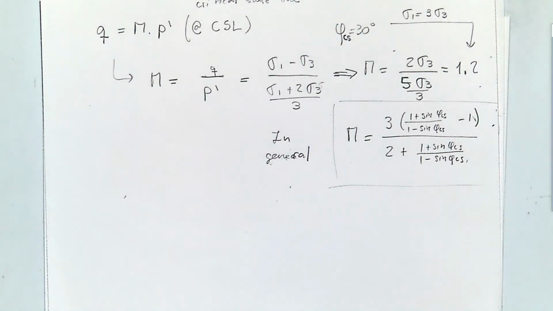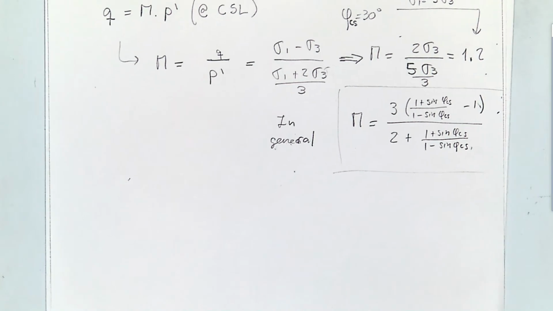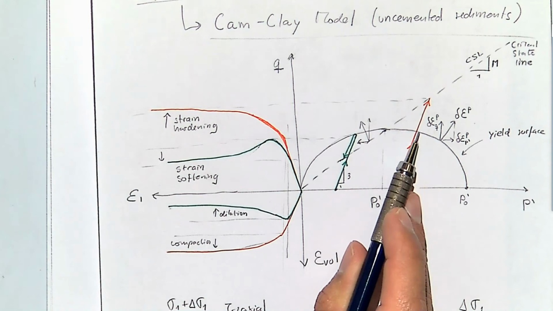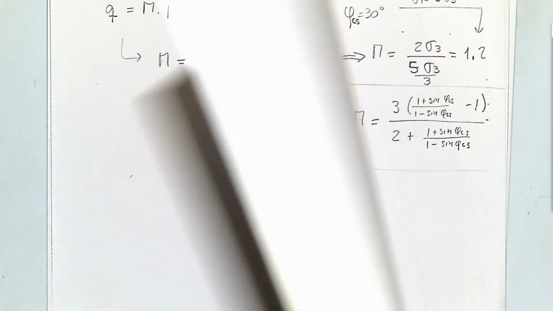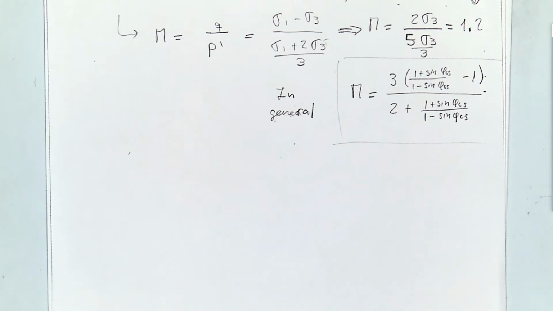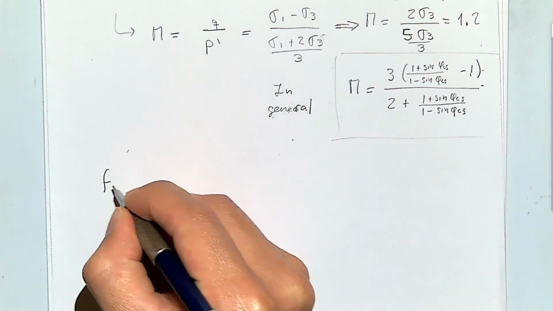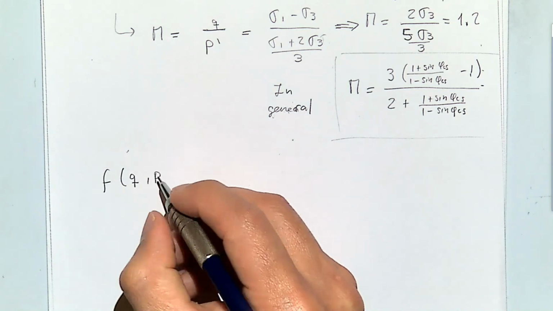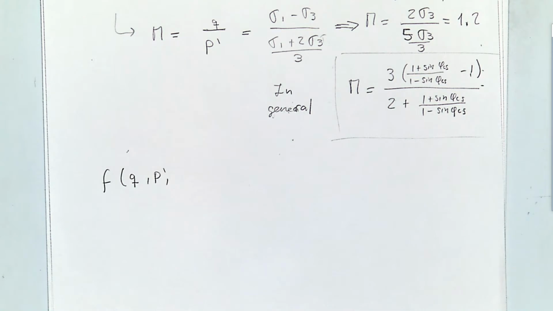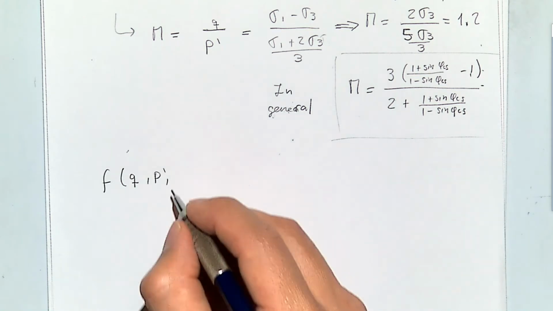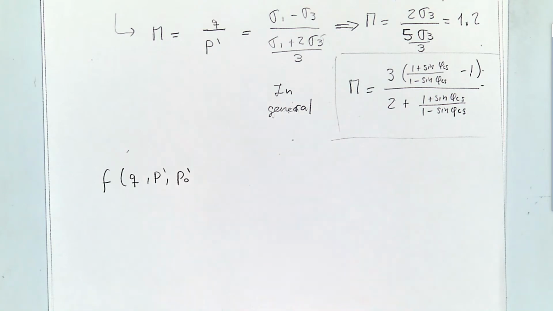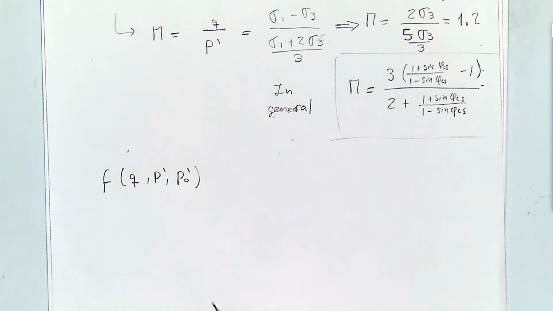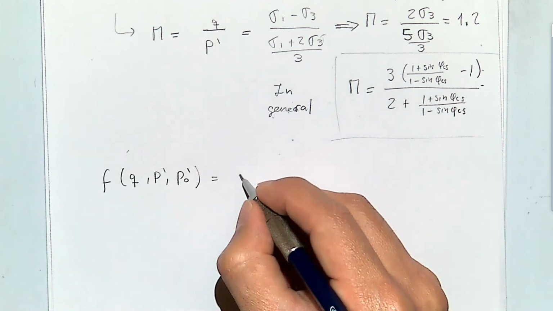Okay, the next thing we have to look at is the yield surface. Let me bring that back. We have the equation of the line. Now we'd like to have the equation of this ellipse. The yield surface is going to depend on Q, on P, and on one other parameter, which is called the preconsolidation pressure P naught. Let me write it, and then I'll explain what that is.